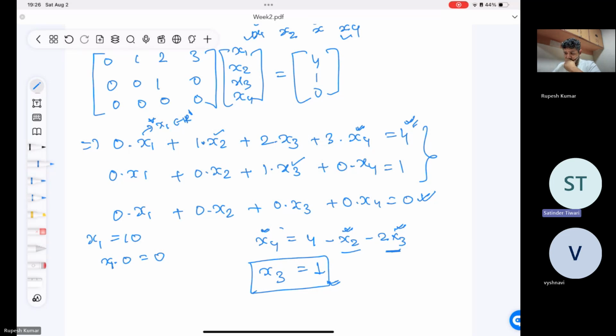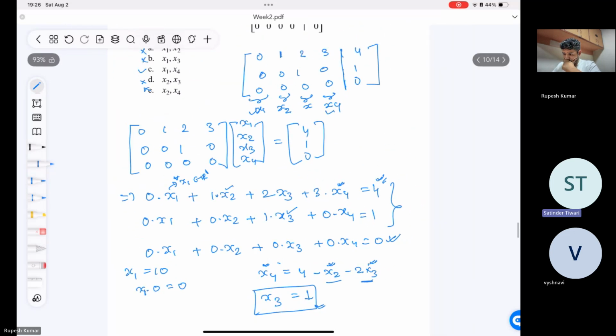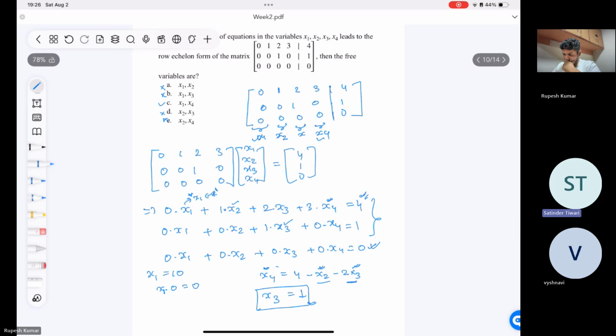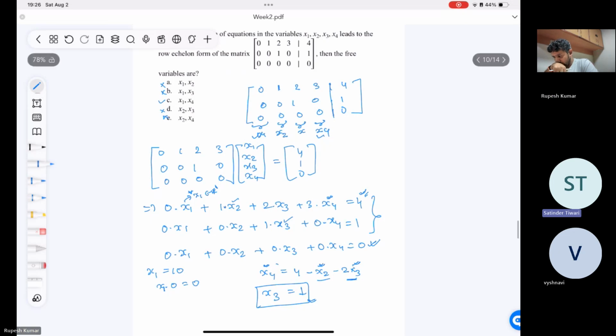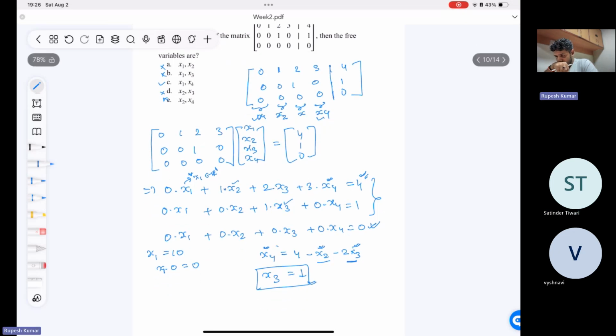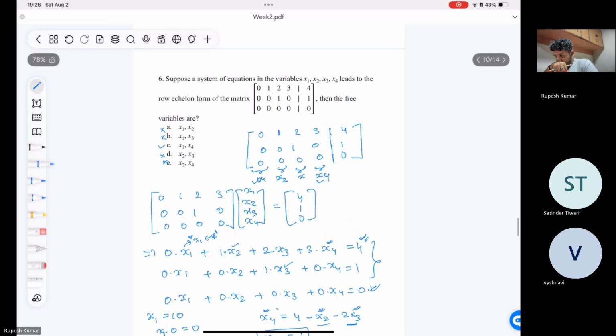Sir, can we do it this way also? Can we visualize it like this: suppose I insert 0 0 0 in the top row from my side, so it comes out to be 4 cross 4. There will be no harm.